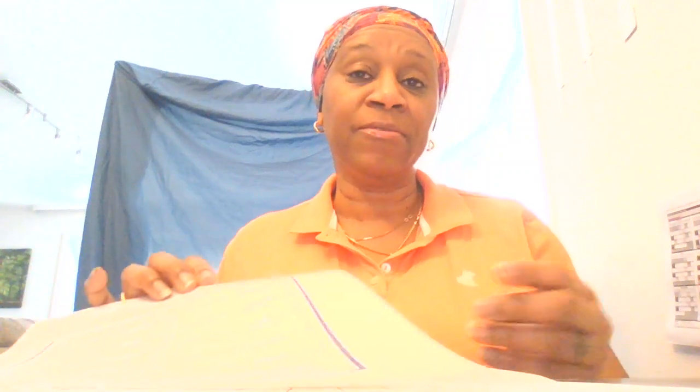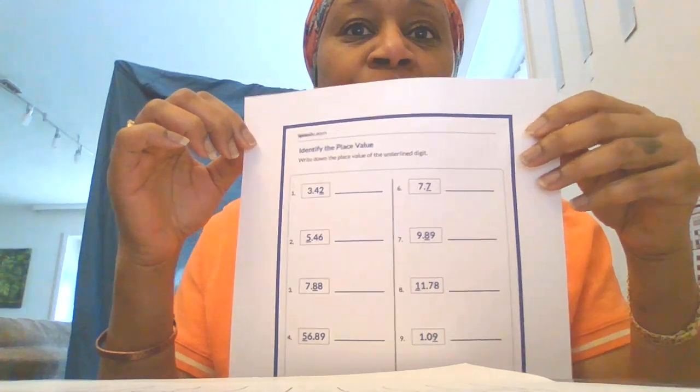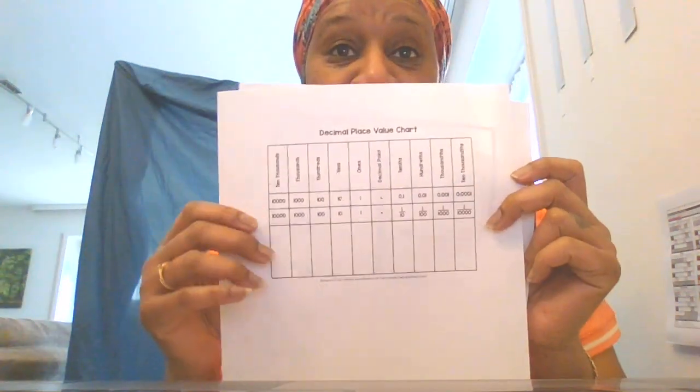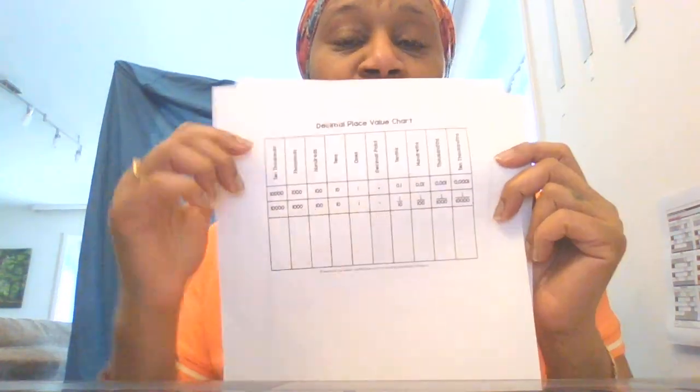When we are identifying and placing these numbers on this worksheet, the first one says it's 3.42, and you have to find out where the placement of the 2 is. Sorry about the sheet, it's a little hard to see. But in order to do that, because I don't want you to stress and I don't want you to feel that you can't do this, because I know you can, we're going to use this decimal placement value chart.